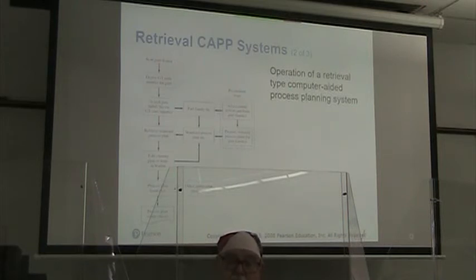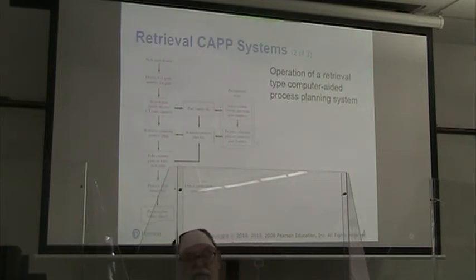In the preparatory stage, so this starts way before we have any of this, we select our coding system and form part families, prepare standard process plans for part families. Okay, so that, it seems like, shouldn't have been part of this diagram.